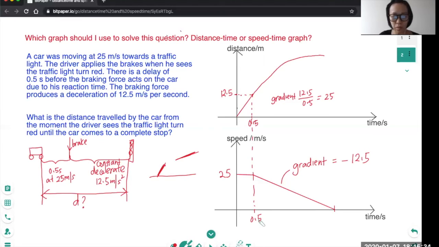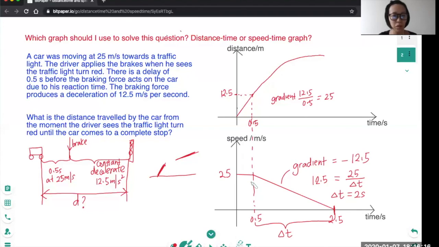With the gradient being 12.5, I will be able to know how long it takes for it to come to a stop. So because it will be rise over run. So let's try. So that means 12.5 is equals to 25 over the time taken. So therefore, the time taken for it to come to a complete stop would be 2 seconds, which means that this time here would be 2.5.